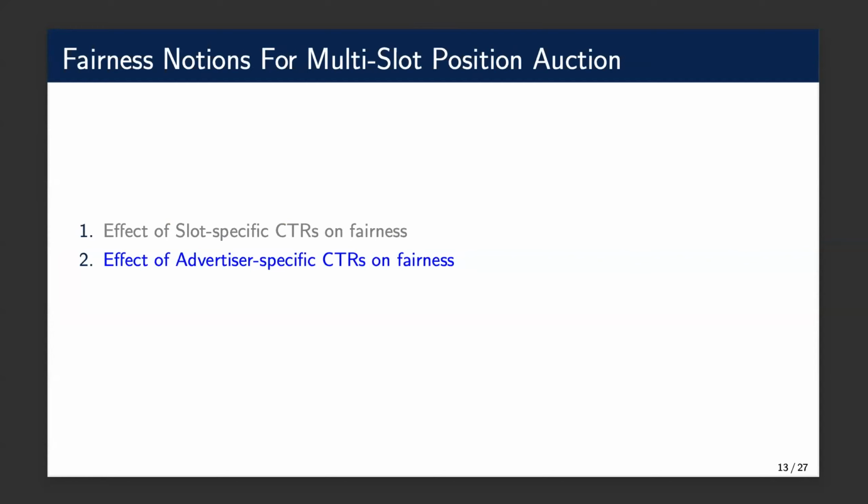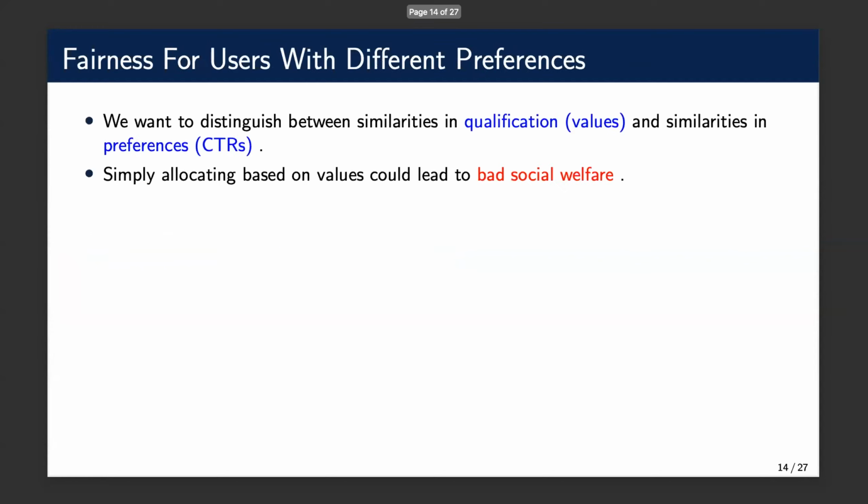Okay, now that we saw fairness on slot-specific CTRs, in the definition that we had these effective values, and effective values were the multiplication of bid vector and advertiser-dependent CTRs. But we would like to distinguish between similarities in values or qualifications and similarities in preferences, or the advertiser-dependent CTRs. But note that we can't simply throw advertiser-dependent CTRs aside. That would affect our social welfare. We'll get a bad social welfare that way.